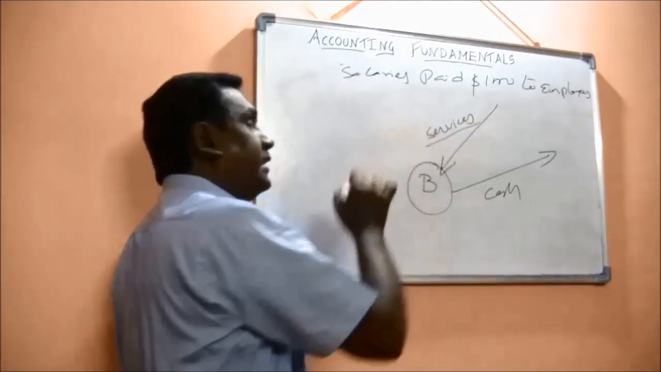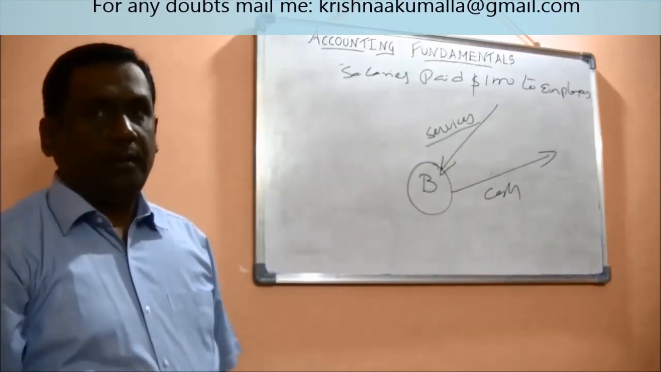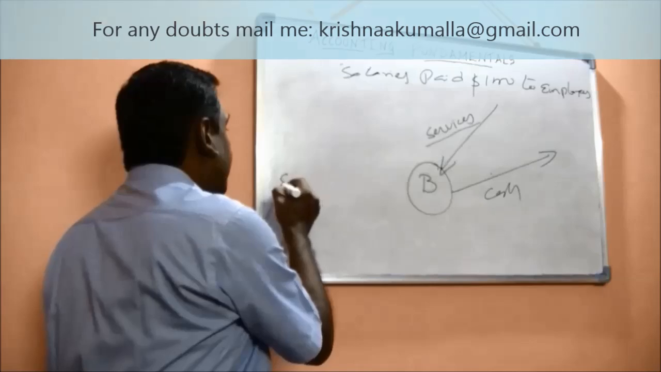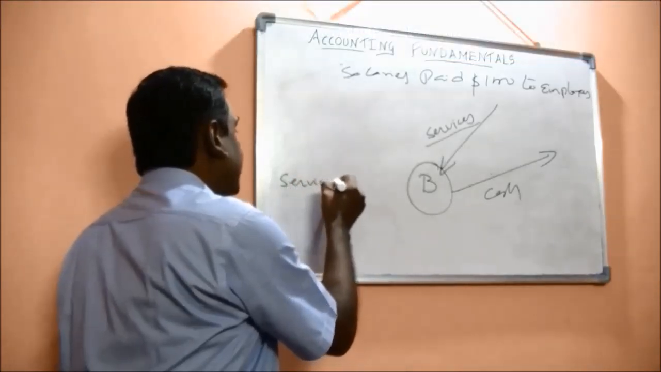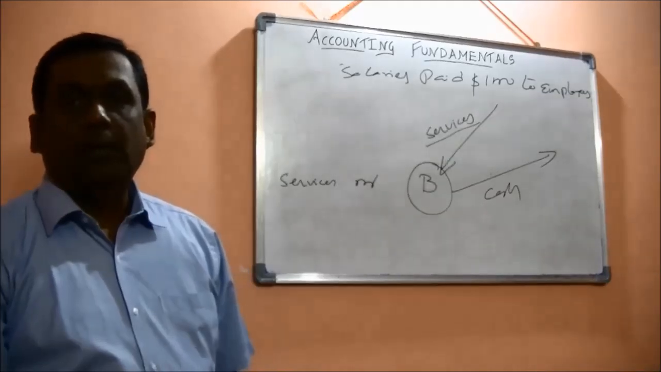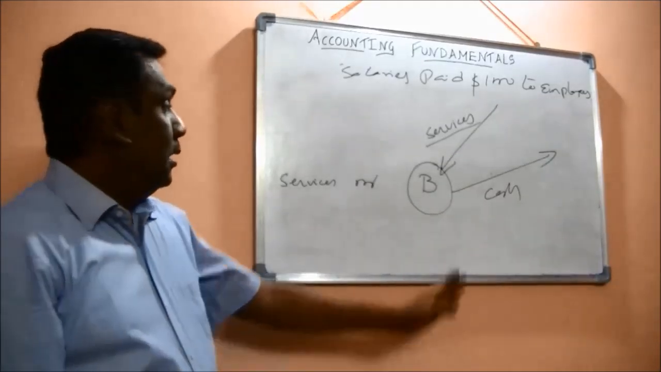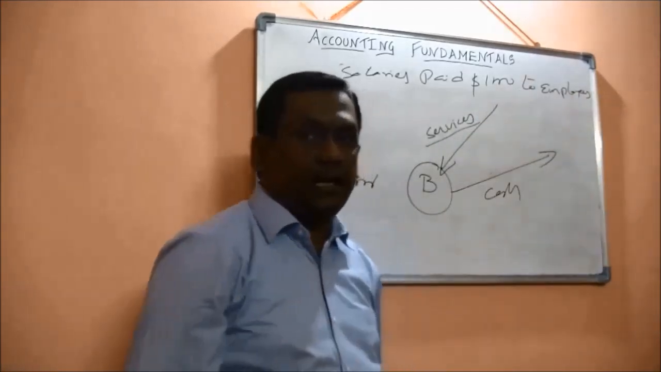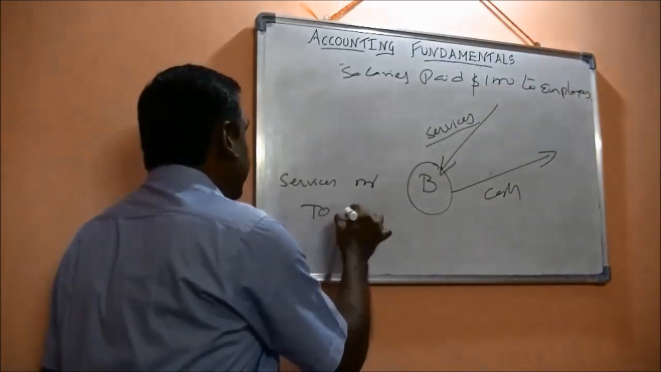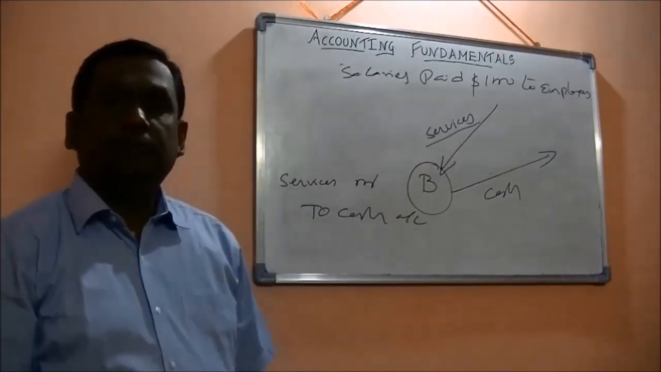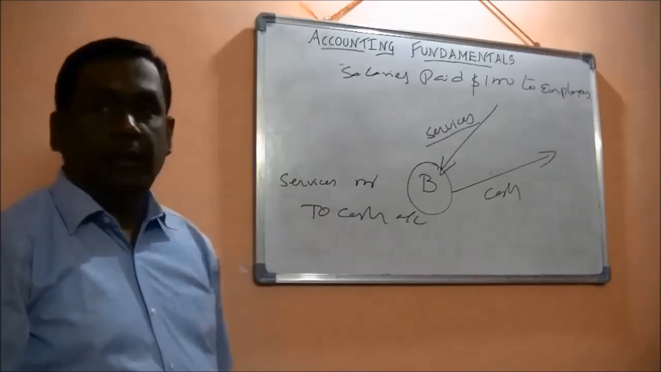Since you are receiving services, receiving aspect, you have to debit services. Services account debit. Cash is going out. You are giving cash. Giving aspect is credit. So credit cash account. So, a simple entry.